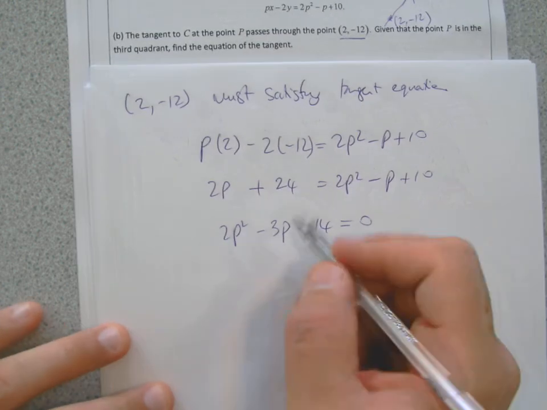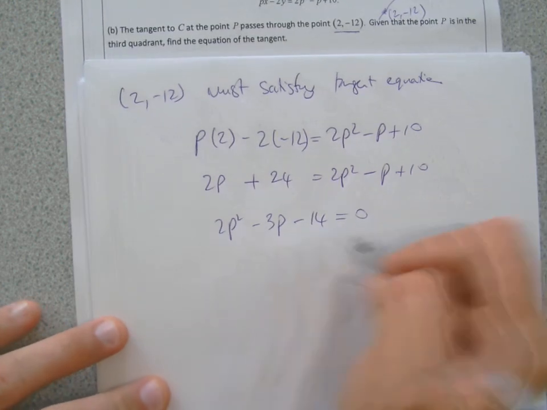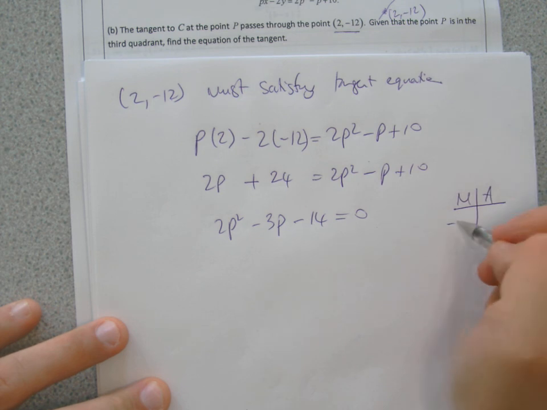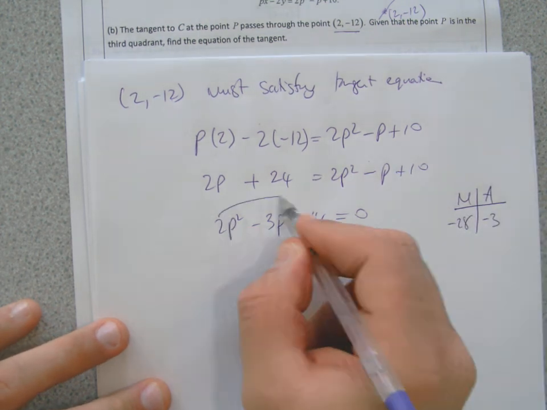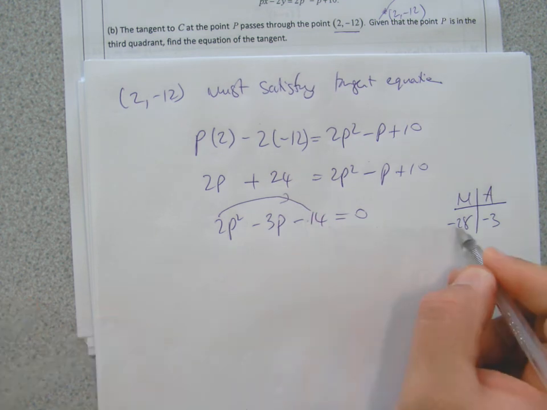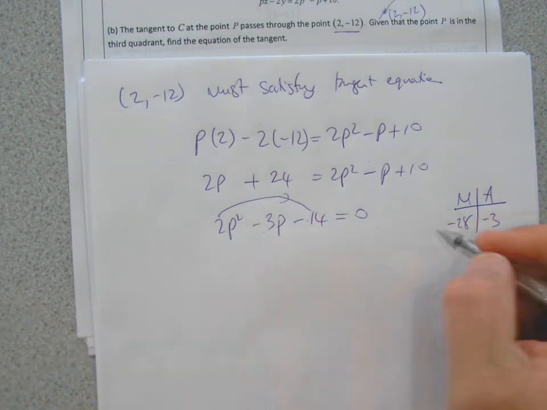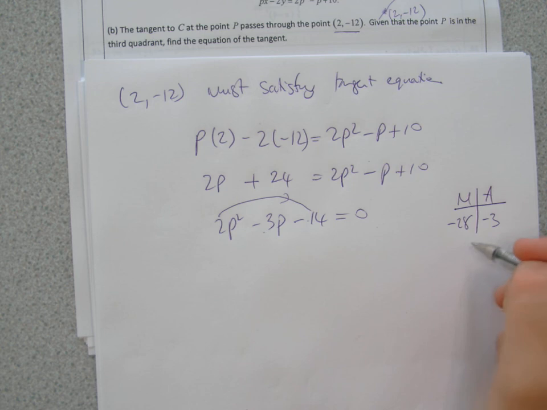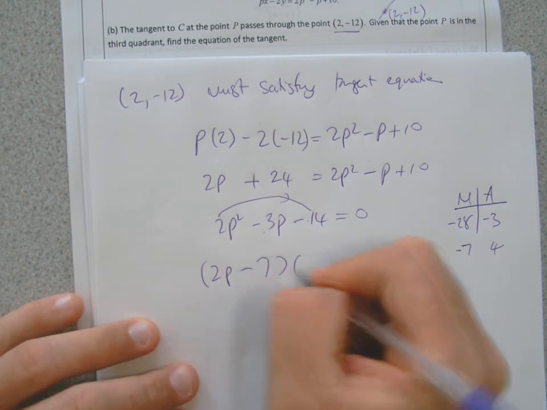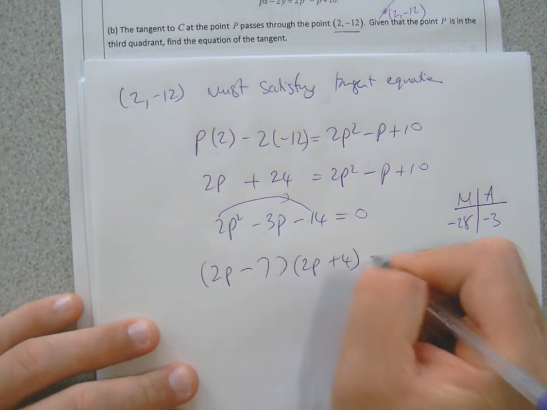So you've got to factorize this, right? Whichever method you're taught. In this case, you multiply the front 2 by the 14, which is 28, so minus 28, and you've got to find two numbers that add up to give minus 3. 7 and 4 would work, and to get minus 3, this would have to be minus 7, right? So in your brackets, 2p minus 7, 2p plus 4 equals 0.